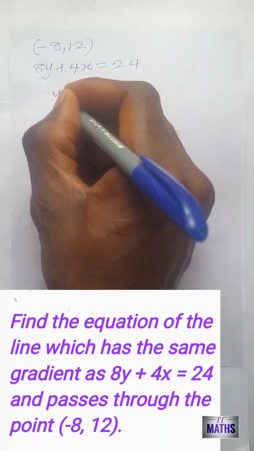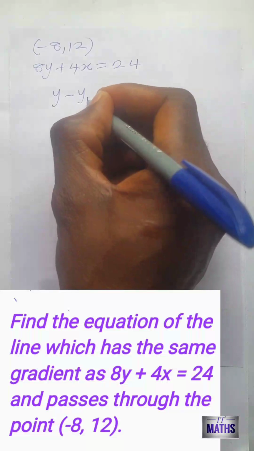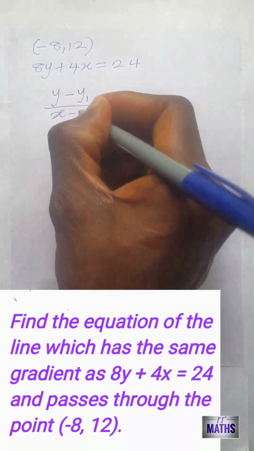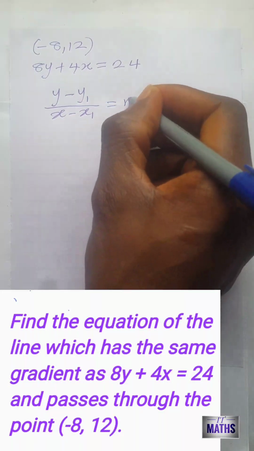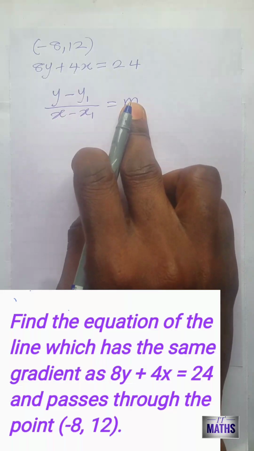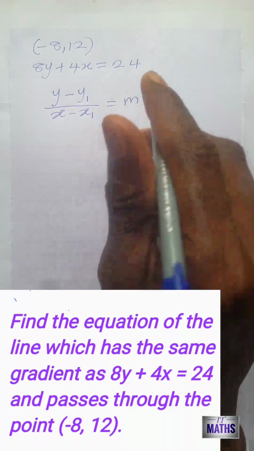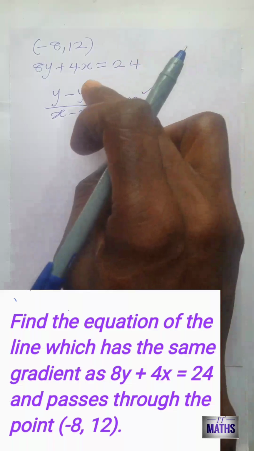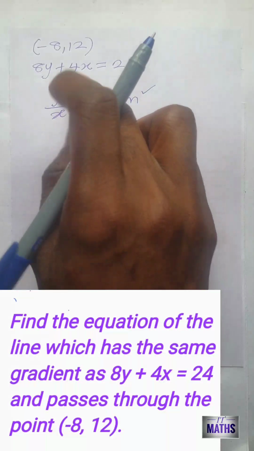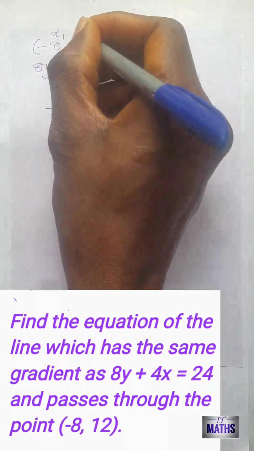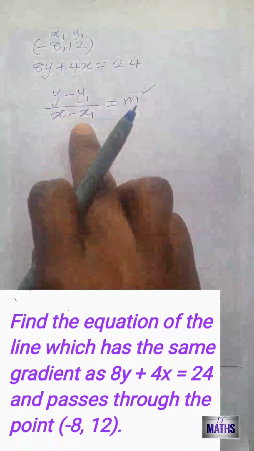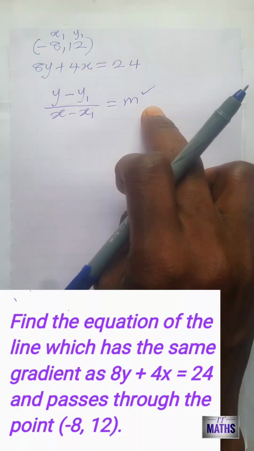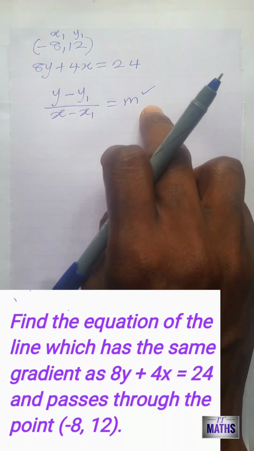This is it. y minus y1 over x minus x1 is equals to m. That's the gradient or the slope. So with this, I have my gradient, which I'm going to get from this equation, and then I have my points. Remember, this is x1 and this is y1. See that? So this is what I'm going to use in finding my equation. So let's get to work.